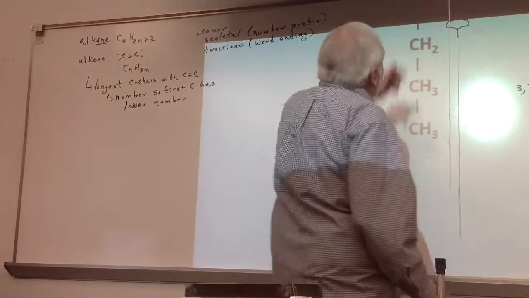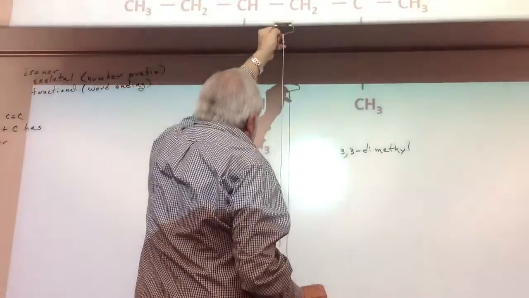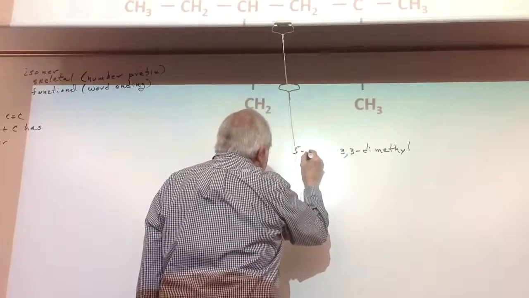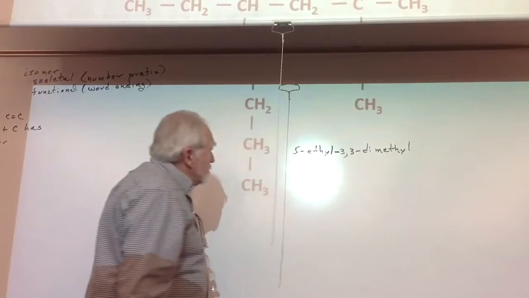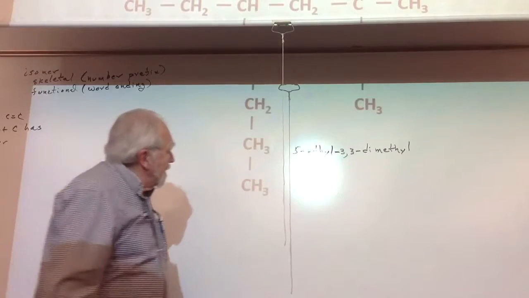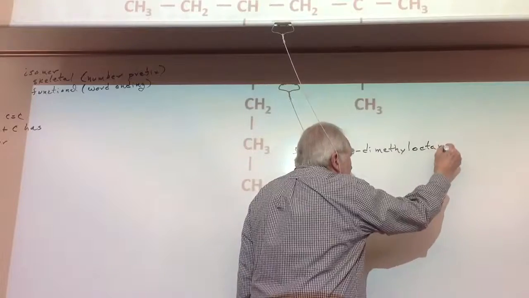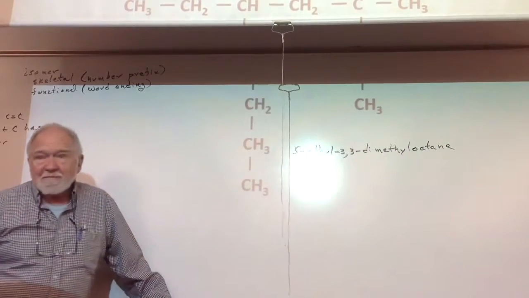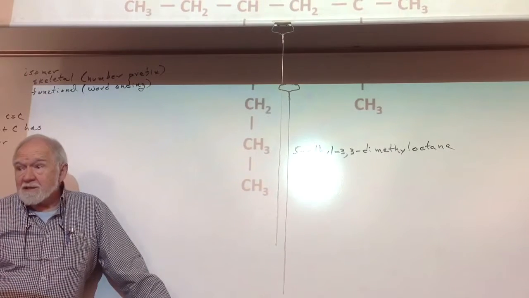Now what did I count here? I counted 1, 2, 3, 4, 5. So it's 5-ethyl. Notice the hyphens between words and numbers, commas between numbers. And finally, we counted 8 carbons. It's all saturated, so it's octane. Questions?